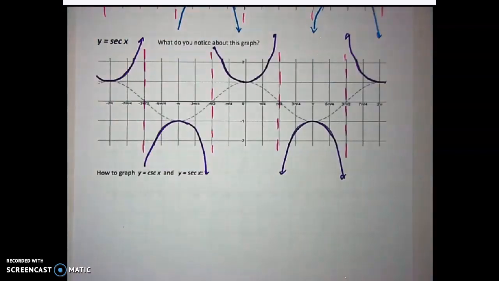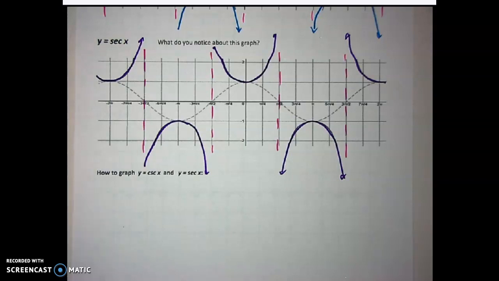Now with the secant graph, again, the secant is 1 over the cosine, so you're going to have similar relationships. It's just going to be in relation to that base cosine graph as opposed to the base sine graph. So now how do we go ahead and graph these transformations of the cosecant and secant graphs?